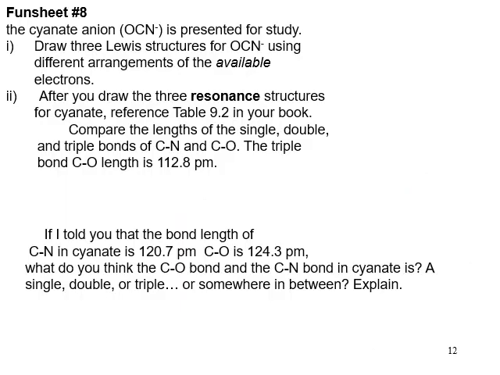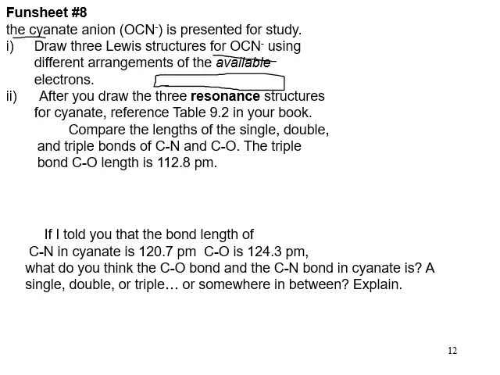So for your fun sheet question number 8, I just wanted to go over that with you really quick here. You're studying the cyanate anion, which is this OCN-. So the goal here is to draw 3 Lewis structures for cyanate that are using different arrangements of the available electrons. However, how is this going to be organized?